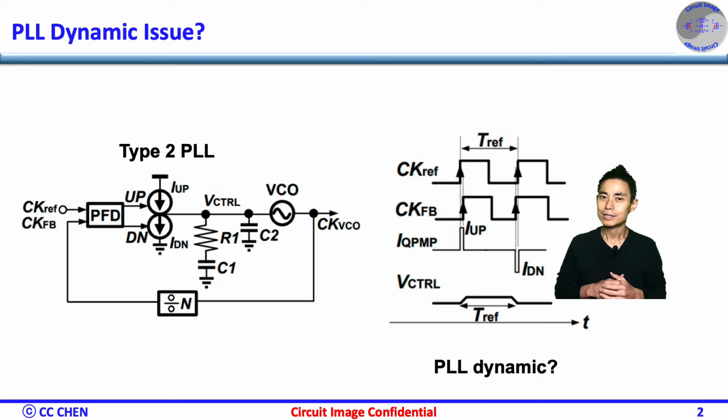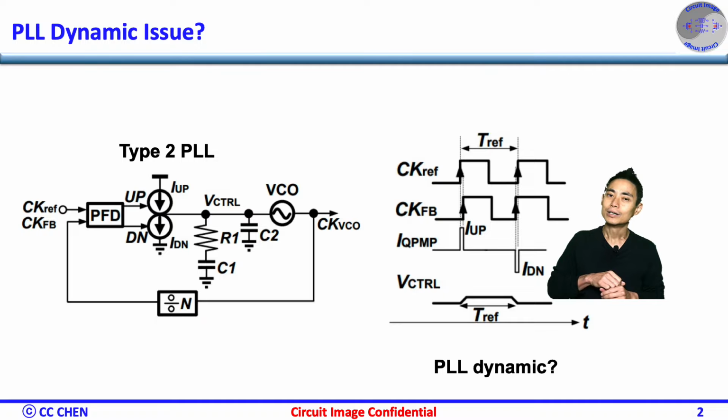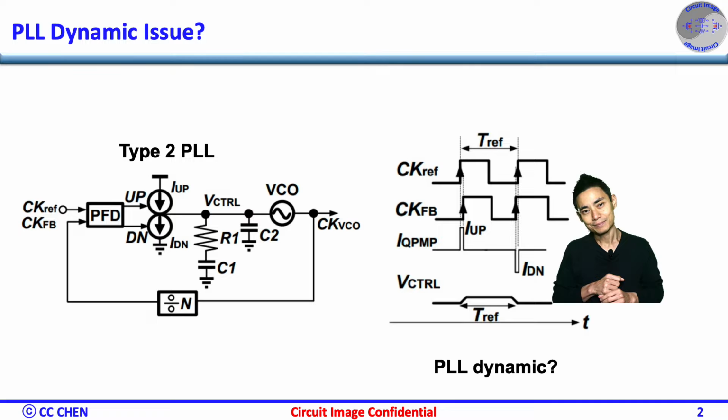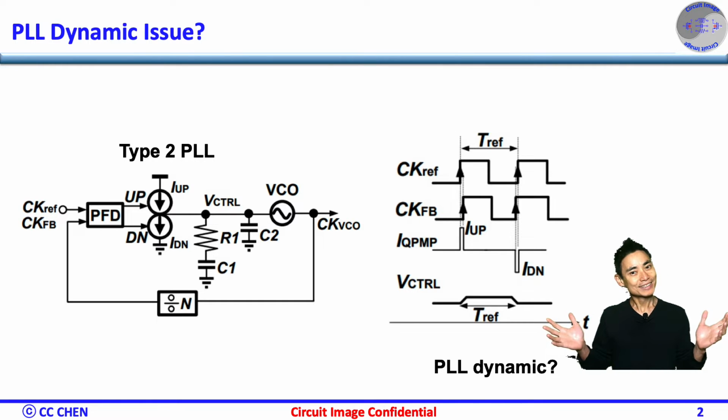In other words, the charge pump will pump slightly more charge into the loop filter to speed the VCO up, and then pour slightly less charge from the loop filter to slow the VCO down at the next reference cycle. Then, in every reference period, the VCO is slightly faster or slower than the target frequency. Do you see any dynamic issue with it?